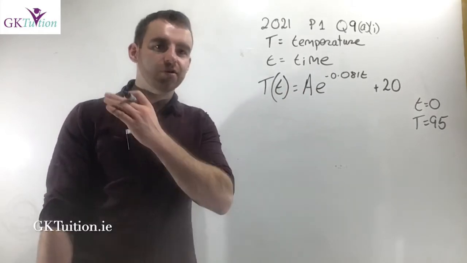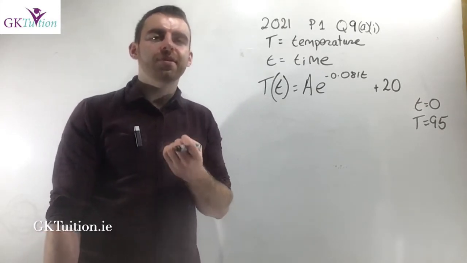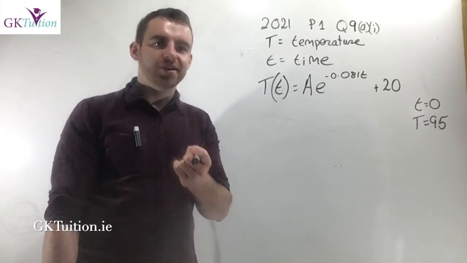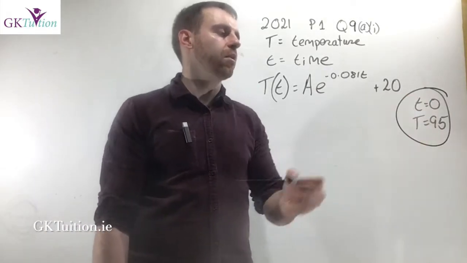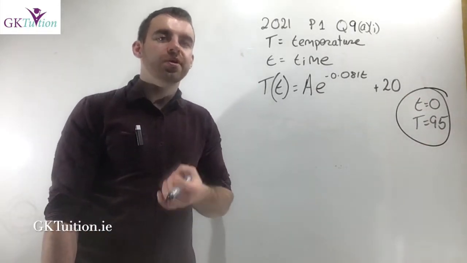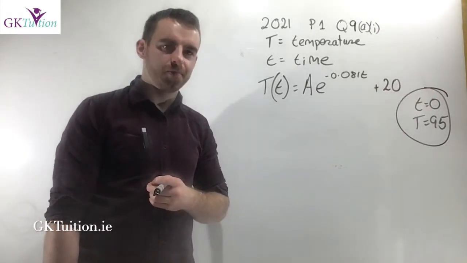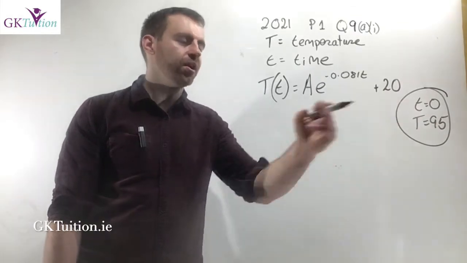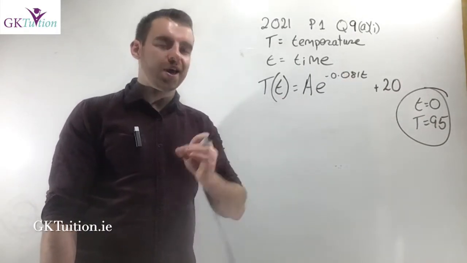And to do that, you look at the very first sentence, that when coffee is freshly brewed, it's 95 degrees Celsius. That's the only real information we've been given. When it's freshly brewed, the time since it was brewed is 0. So small t is equal to 0. And capital T, the temperature, is 95. We can use this information to work out what A is.